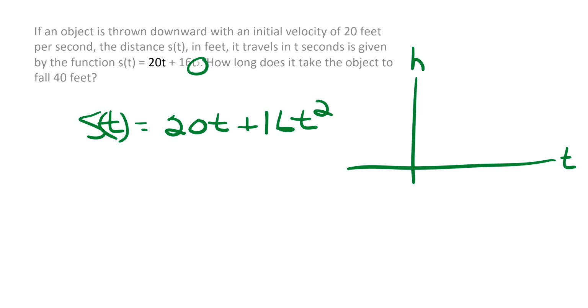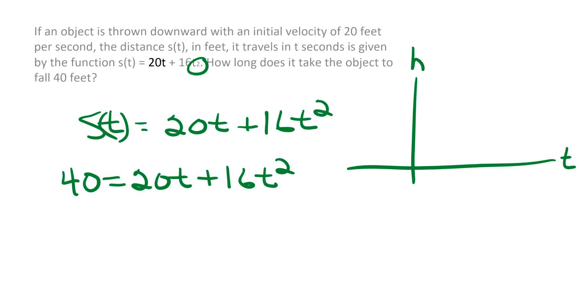All right, so let's see, back to the problem. How long does it take the object to fall 40 feet? All right, so if it's going to fall 40 feet, then this s of t equals 40. So I'm going to write it up as 40 equals 20t plus 16t squared.